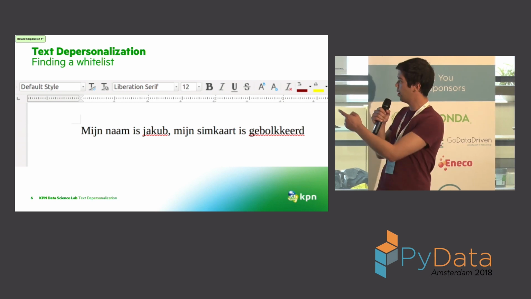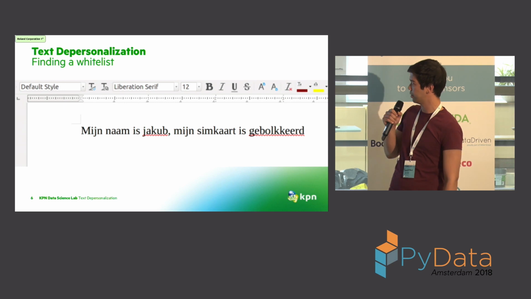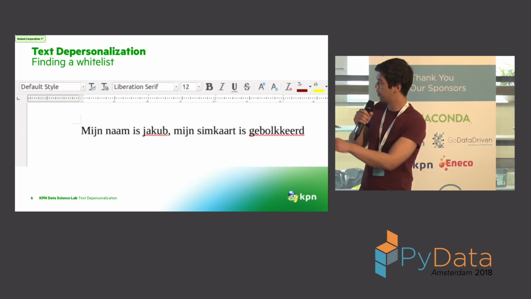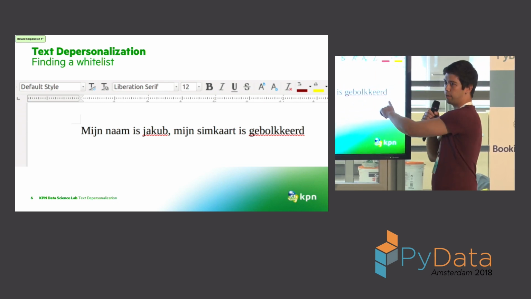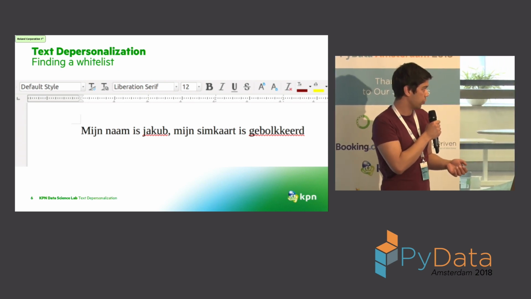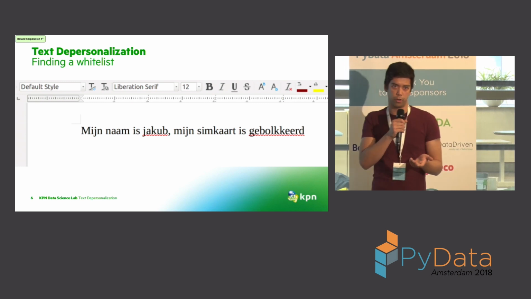If I just open my word processor and type something in Dutch, like my name is Jakub and my SIM card's been blocked, it understands very, very well that that name is not a Dutch word and that this has been misspelled, because it has a spell checker. So couldn't we use that to do depersonalization? Because the problem is very much related.